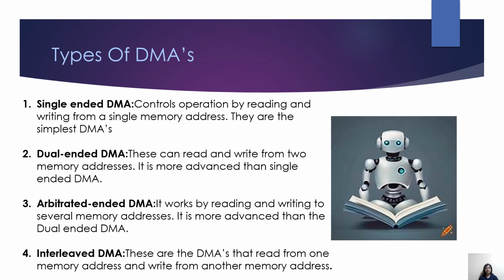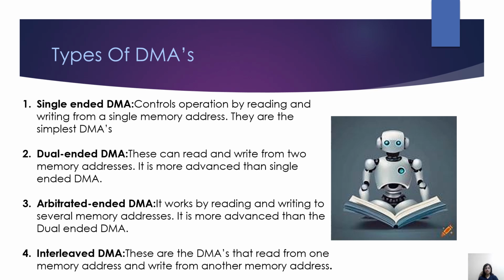Lastly, let's see the types of DMAs. There are mainly four types of DMAs. The first one is single-ended DMA. This controls operation by reading and writing from a single memory address. They are the simplest DMAs.